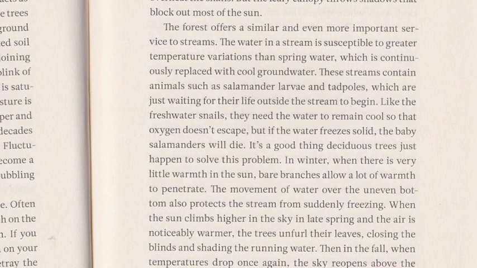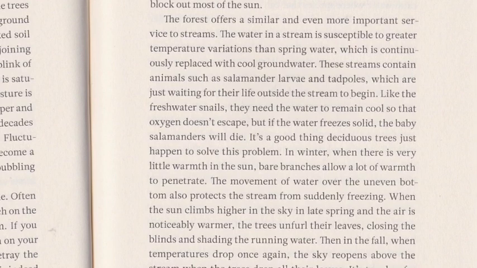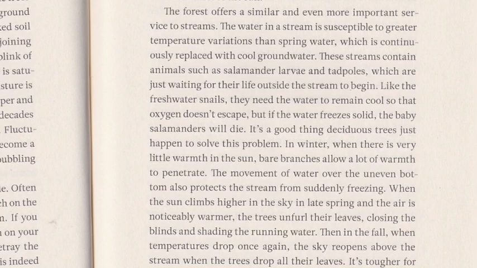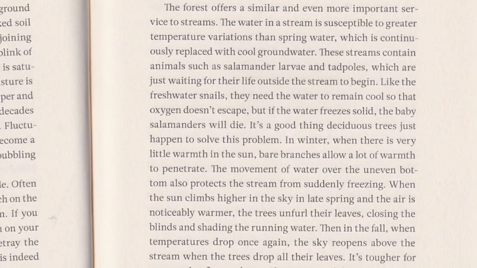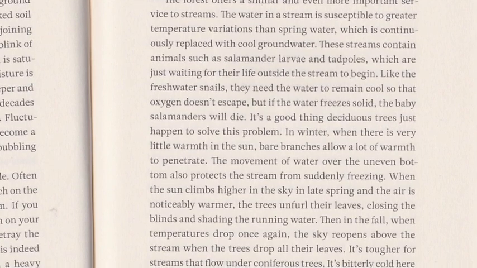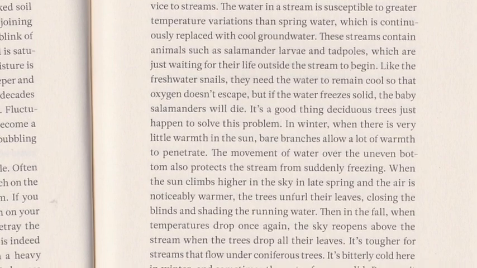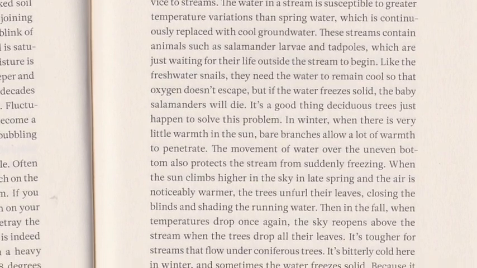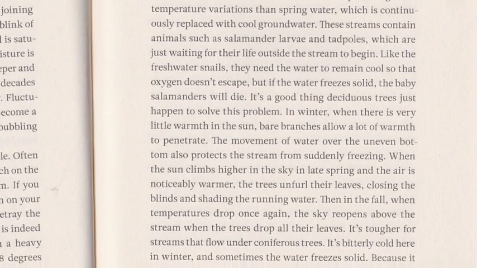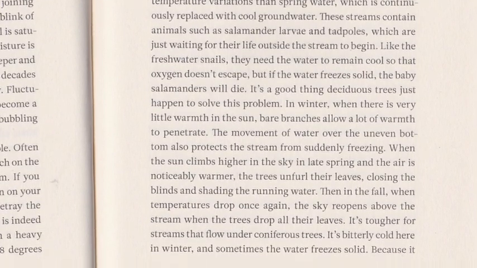In winter, when there is very little warmth in the sun, bare branches allow a lot of warmth to penetrate. The movement of water over the uneven bottom always protects the stream from suddenly freezing. When the sun climbs higher in the sky in late spring and the air is noticeably warmer, the trees unfurl the leaves, closing the blinds and shading the running water. Then, in the fall, when temperatures drop once again, the sky reopens above the stream when the trees drop all their leaves.